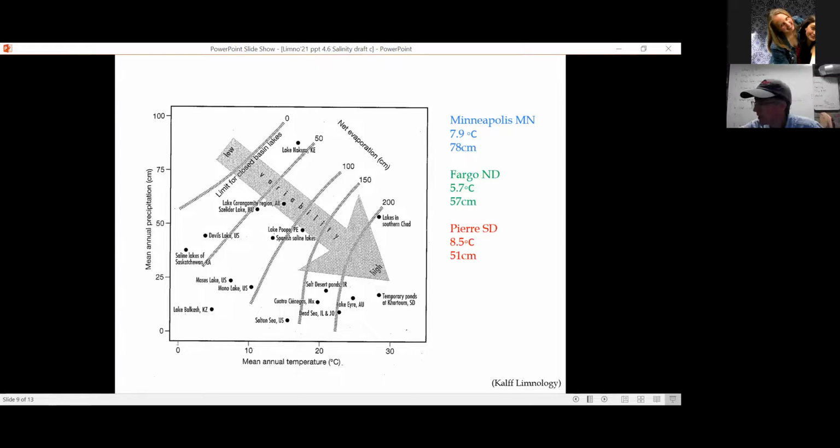Looking at my chat here. Jeff, anybody chatting? Okay, Drew's got a guess here. Anybody else? Where is Pierre, South Dakota going to fit on this chart?